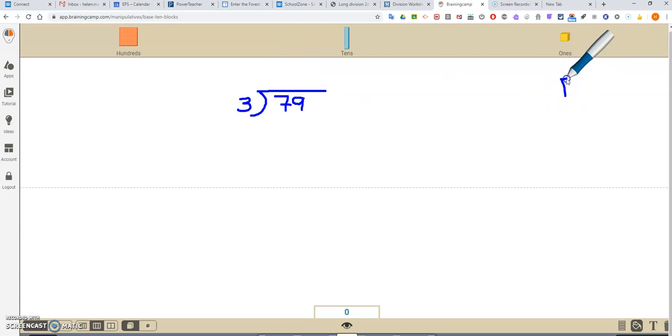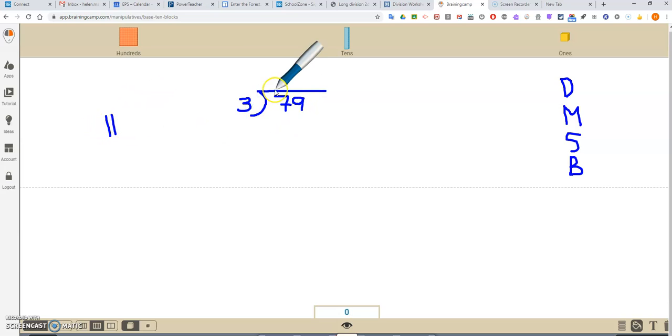I'm going to follow the steps of my algorithm. Dad, mother, sister, brother. Okay, so we take a look at our tens. Dad says divide. How many 3s make close to 7 without counting over? So let's do my tick marks on the side. 3, 6. Well, if I put another tick, it's going to be 9, and I only need 7.